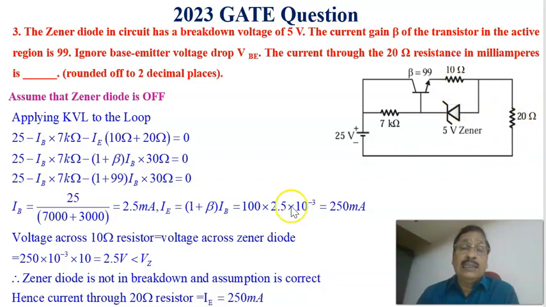This verifies that the Zener is actually not in breakdown, and the assumption we made is correct. Under this condition, the Zener is open circuited, and the current through the 20 ohm resistance is the same as the current through the 10 ohm resistance, which is equal to IE, that is 250 milliamperes. Hence the current through the 20 ohm resistor, which is the same as the emitter current IE, is 250 milliampere. Therefore, the current through the 20 ohm resistor in milliampere is 250.